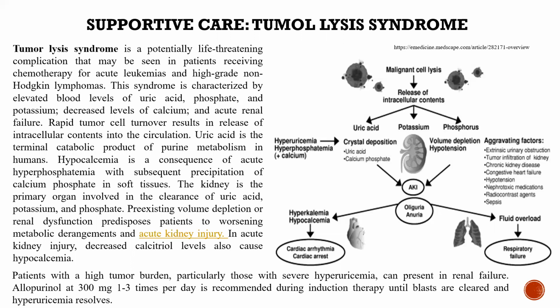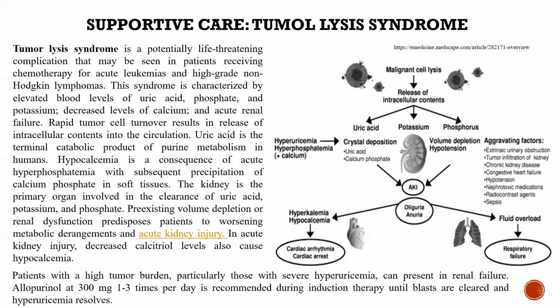Tumor lysis syndrome is a potentially life-threatening complication that may be seen in patients receiving chemotherapy for acute leukemias, not only acute lymphoblastic leukemias, and high-grade non-Hodgkin lymphoma. This syndrome is characterized by elevated blood levels of uric acid, phosphate, and potassium, decreased levels of calcium, and acute renal failure. Rapid tumor cell turnover results in the release of intracellular content into the circulation.